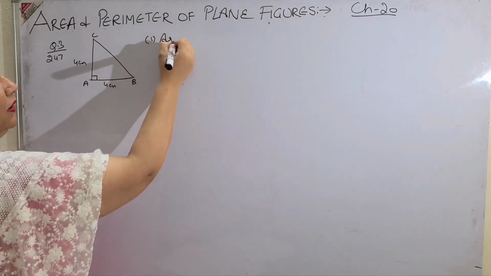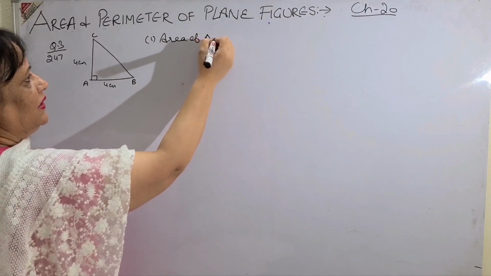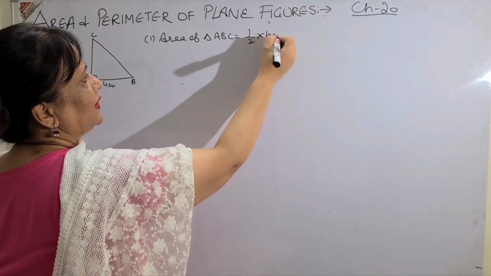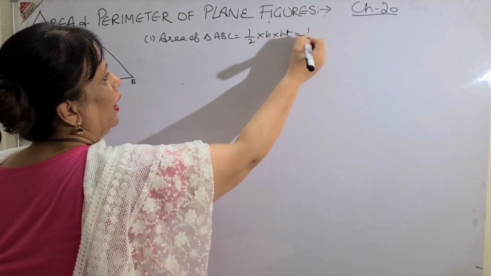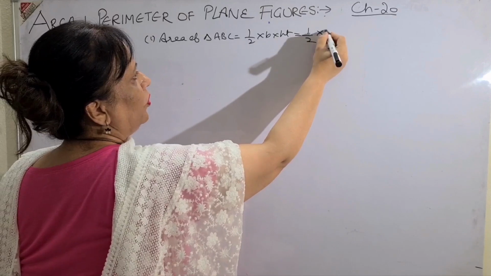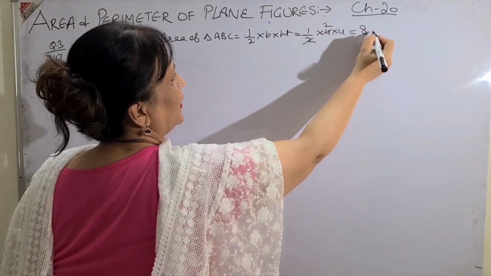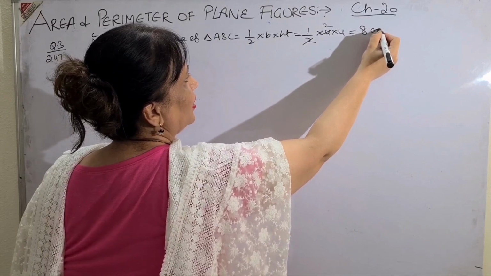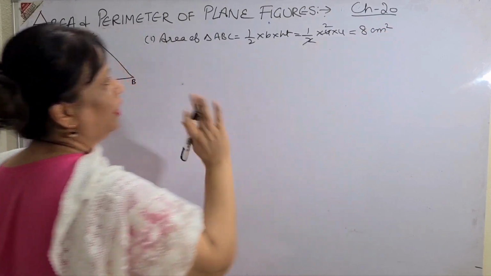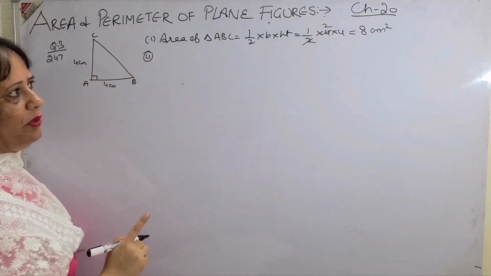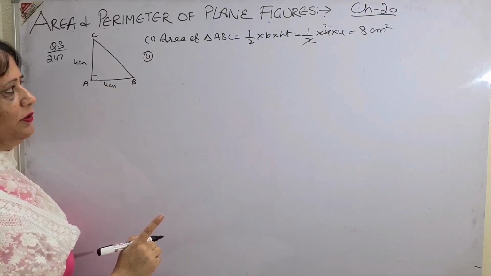find the area. So area of triangle ABC, please write the formula half into base into height, or half into 4 into 4 as it was given. So I got 8. I have to write the units. If I don't write units, I will not get marks. So this is my first answer. I have written the formula, I have written the unit also.